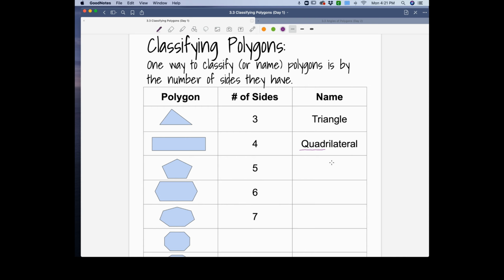So quad means 4. The next figure we have is a 5-sided figure, and the name for that is a pentagon. And I like to think a little trick is I see that pen, and I think of a pen or a pencil, and I hold it in my hand, and I have 5 fingers. So that's how I use that to help me remember. A 6-sided figure is called a hexagon. So if you have 6 sides, it's a hexagon.